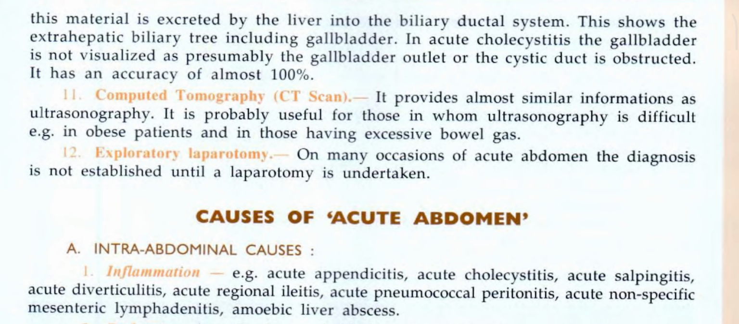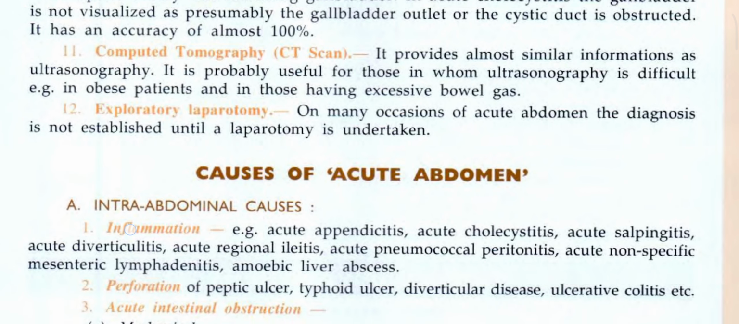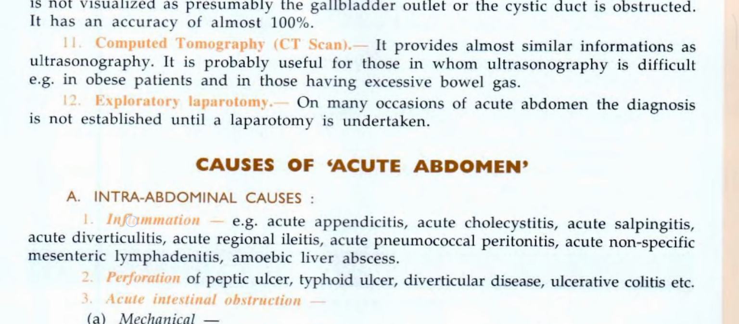Computed tomography, CT scan. It provides almost similar information as ultrasonography. It is probably useful for those in whom ultrasonography is difficult, for example, in obese patients and in those having excessive bowel gas. Exploratory laparotomy. On many occasions in acute abdomen, the diagnosis is not established until a laparotomy is undertaken.